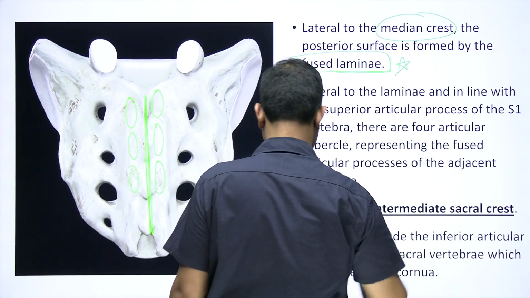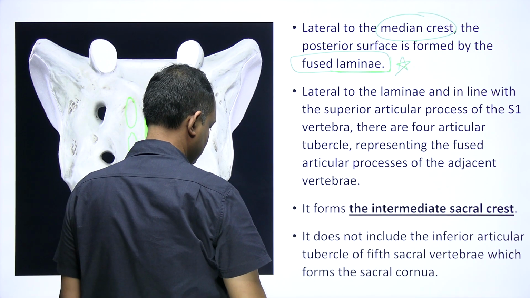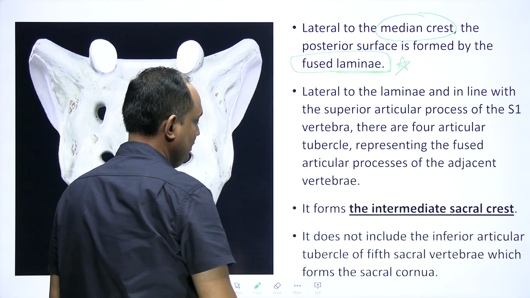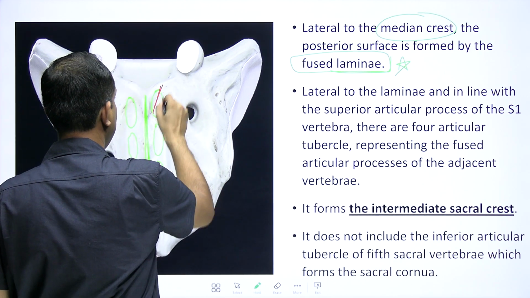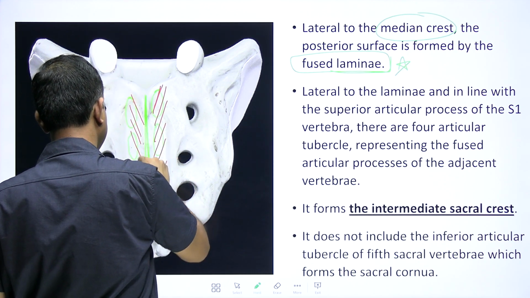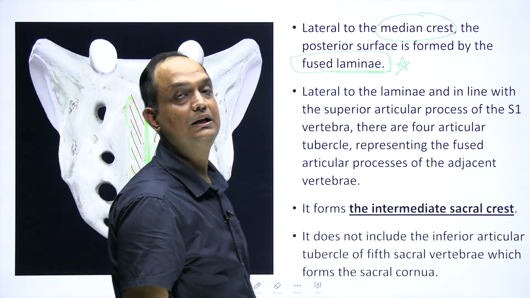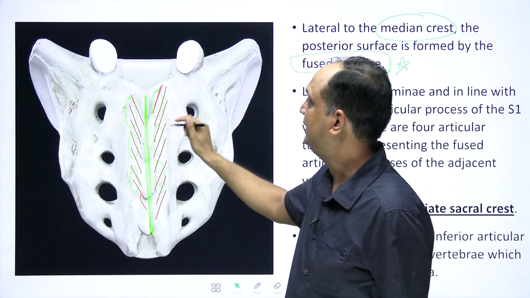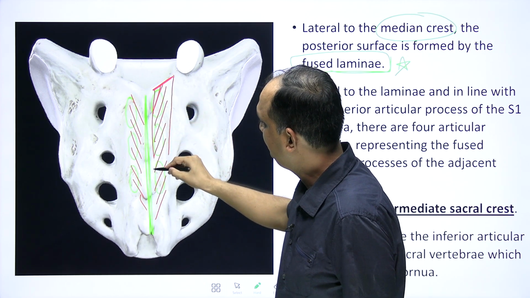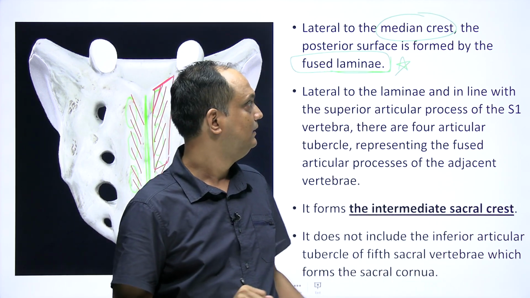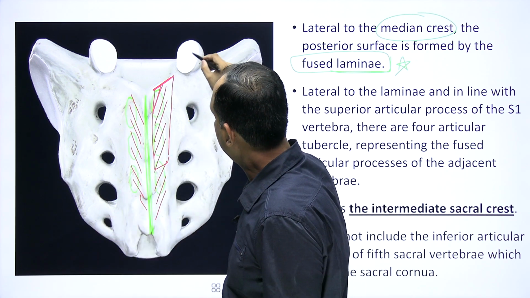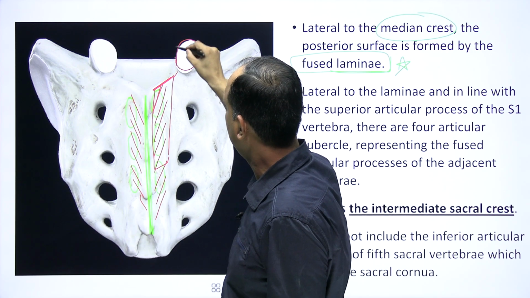So this is again a question, sometimes you have a spotting or marking on this area, and the question is which part of a vertebra is going to form these areas on both sides of your median sacral crest. So you have to keep this in mind, that this is the lamina. So this part is formed by fusion of laminae. Clear? Now lateral to the lamina, next to the lamina, this is your superior articular process.